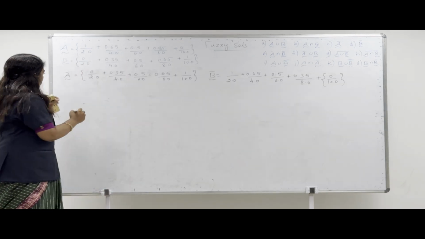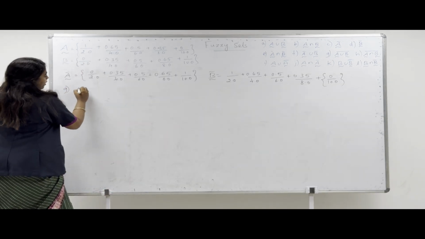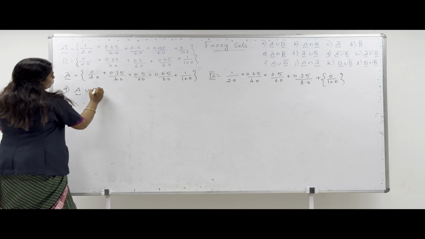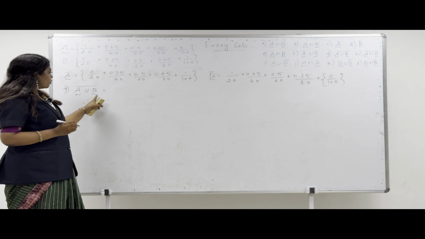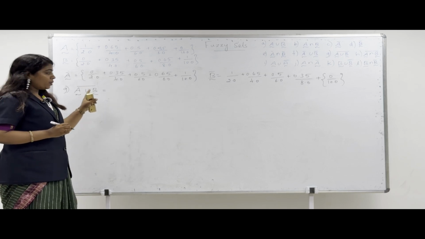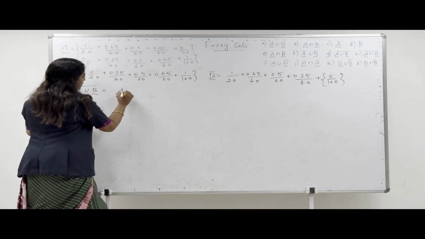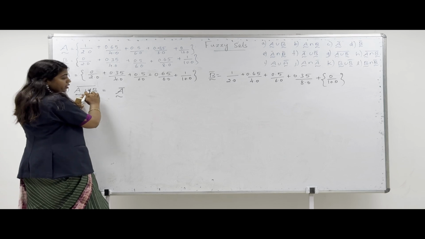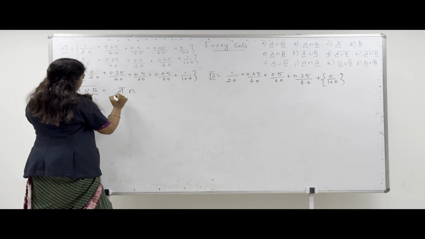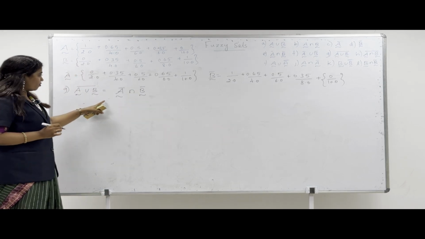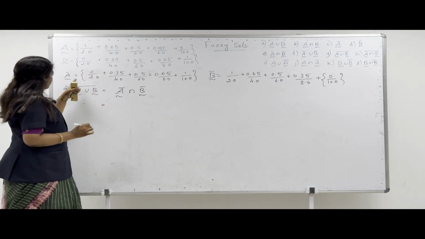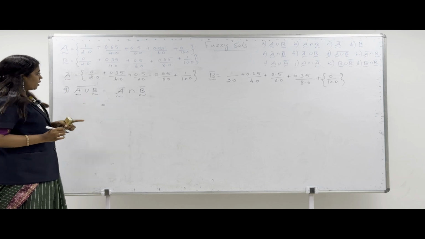Okay. The next we have to find A union B the whole bar. Okay. A union B the whole bar. The formula is A bar, if here is union, then you have to write intersection B bar. Okay. So, this is the formula, and here I have written the values for A bar and B bar.